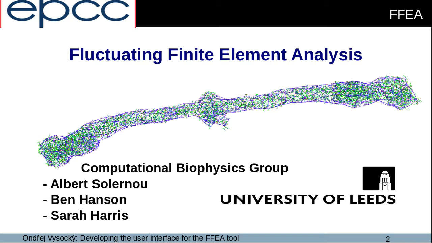Most proteins are known in their atomic structure, but simulation at the atomic level is highly computationally expensive and unfeasible. The FFEA method discretizes the protein into a tetrahedral mesh, and the dynamics due to thermal fluctuations are resolved through finite element analysis, which simplifies the simulation.